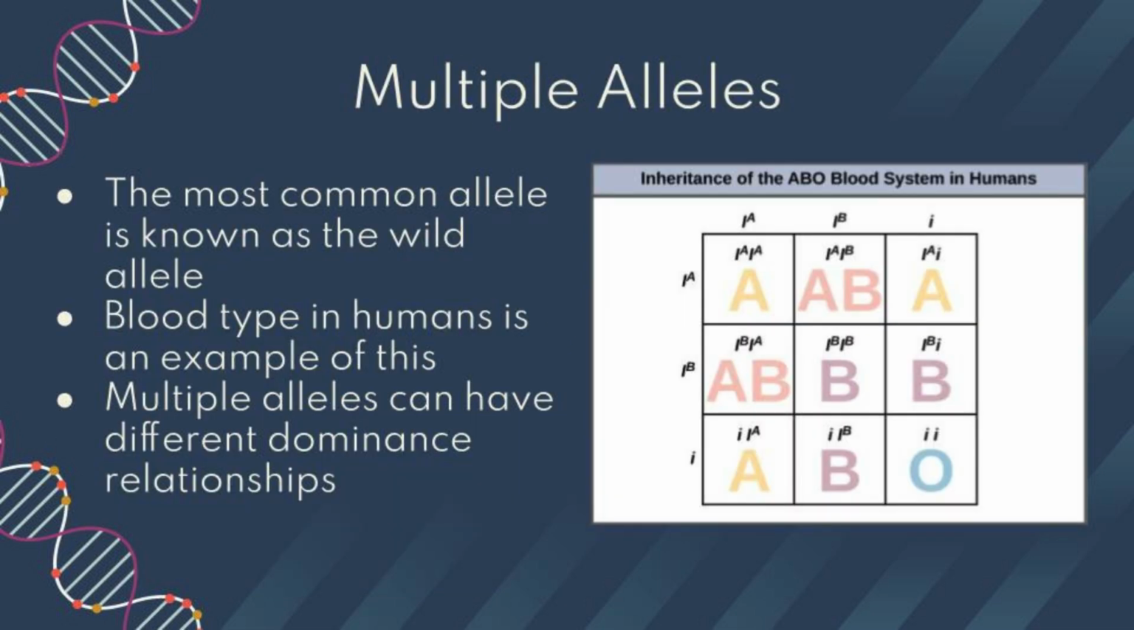Another type of trait we are going to talk about is multiple alleles. The most common allele is going to be known as your wild type. Blood type is an example of this. We have 3 alleles for this. We have I sub A, I sub B, and then lowercase i. When you have multiple alleles, you can actually have different dominance relationships. So it's not in and of itself a different inheritance pattern, but rather a combination of the other ones. So for instance, blood type has codominance with A and B, but then A and B have a standard Mendelian inheritance pattern when it comes to the little i, the O.